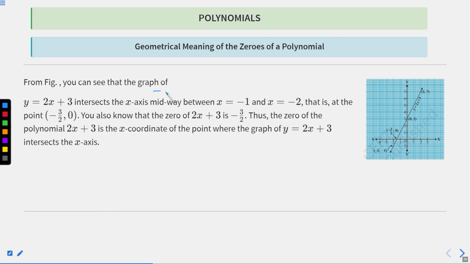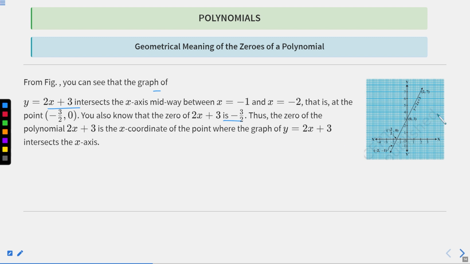So from the figure, you can see that the graph of y is equal to 2x plus 3 intersects the x-axis midway between x is equal to -1 and x is equal to -2, that is at the point (-3/2, 0). You also know that the zero of 2x plus 3 is actually -3/2. So the zero of the polynomial 2x plus 3 is the x coordinate of the point where the graph of y is equal to 2x plus 3 intersects the x-axis. More generally, the zero of a polynomial is the x coordinate of the point where the graph of that polynomial intersects the x-axis.